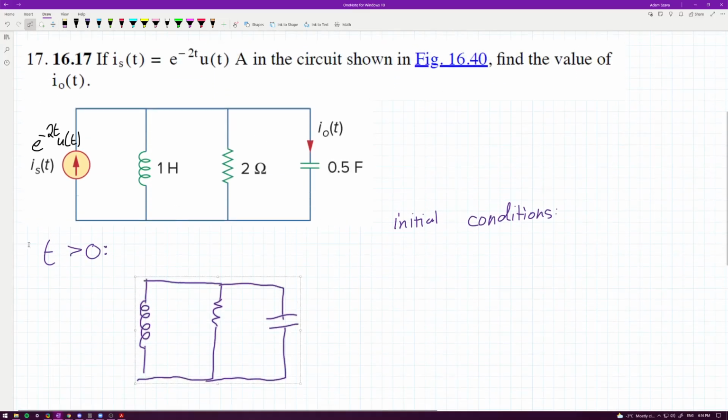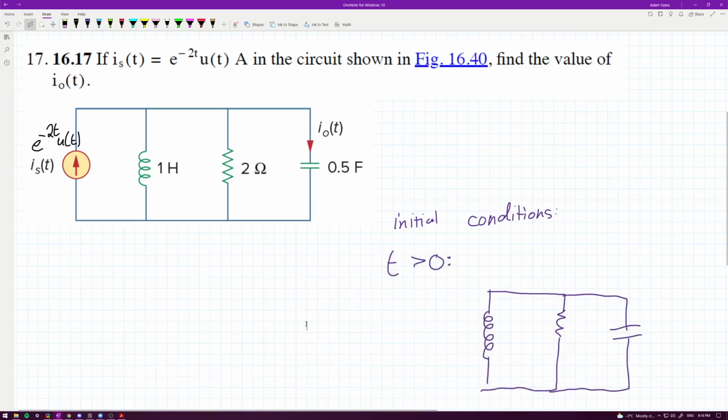So from here, we can go ahead and convert this to the Laplace domain. Converting the inductor to the Laplace domain, we can do that by adding a voltage source in series, or we can do it with a current source in parallel. I think that might be better this time. Well, actually, since the initial conditions are 0, we don't even have to do that. So the initial conditions are 0.